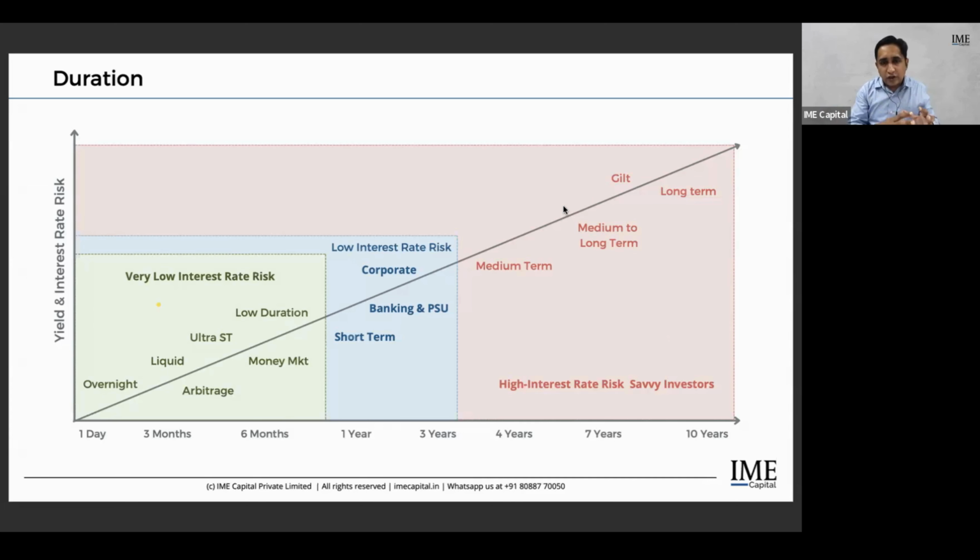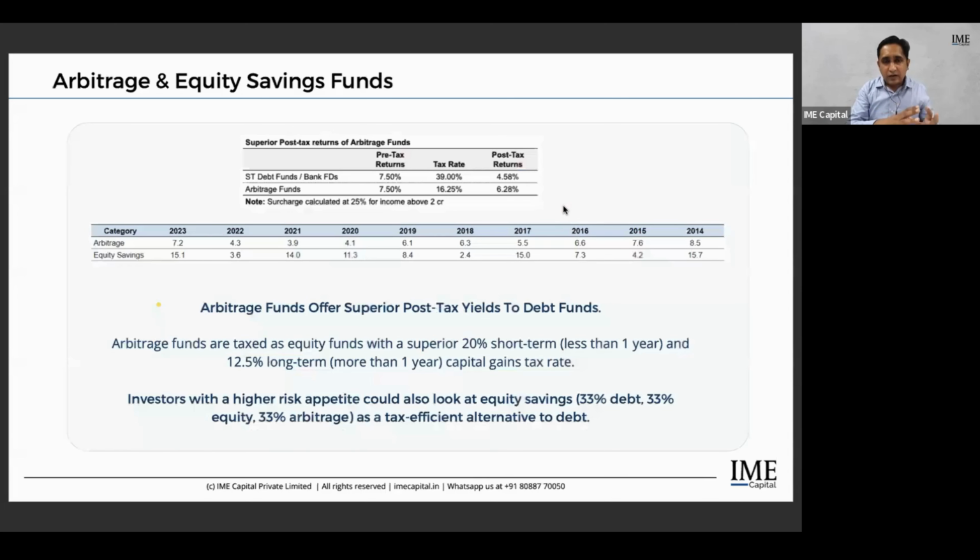We will not spend too much time on debt because what has happened is that 2 to 3 years ago, the government changed the underlying taxation on debt funds. And with debt funds now being taxed at the same rate as the income tax slab of the investors, they really aren't as tax efficient. In fact, for the vast majority of our investors, for the incremental lower risk investments, we are moving them towards either arbitrage or equity savings.